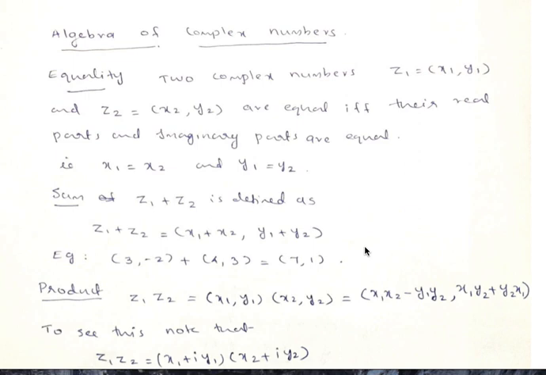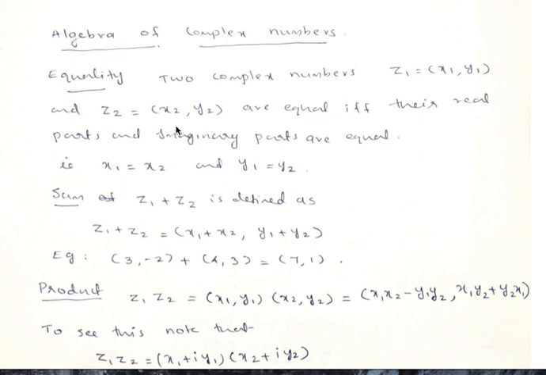So first let's see the algebra of complex numbers. Say two complex numbers, z1 is equal to the ordered pair x1 y1 and z2 equal to x2 y2. They are equal if and only if the corresponding real parts and the imaginary parts are equal. That is x1 equal to x2 and y1 equal to y2, obvious thing.